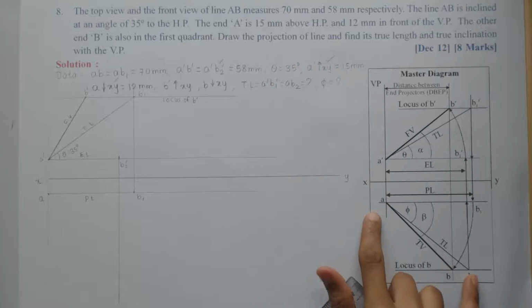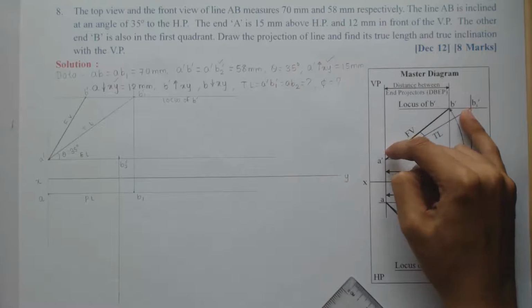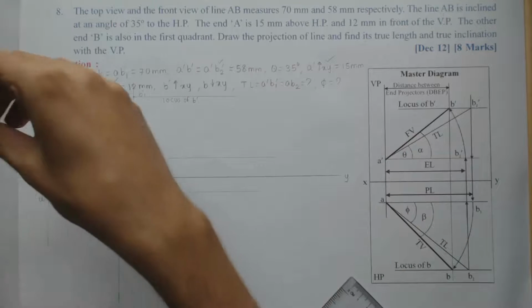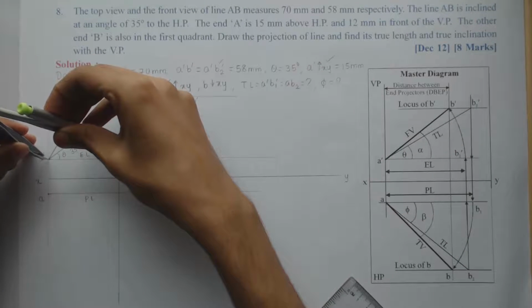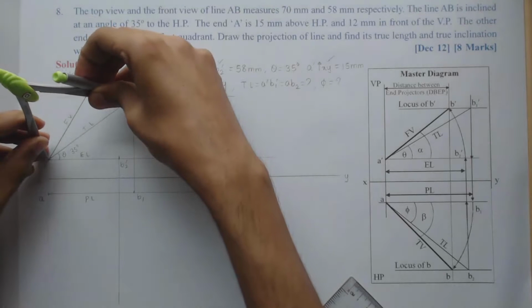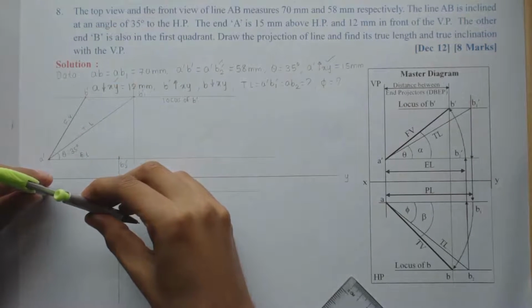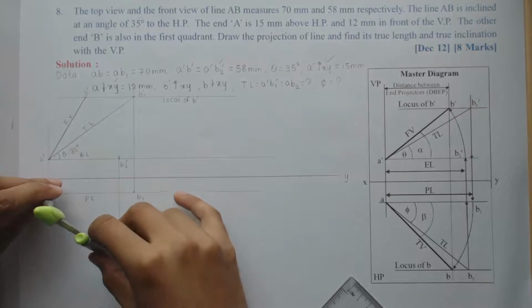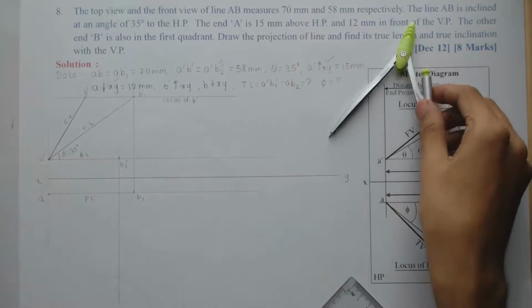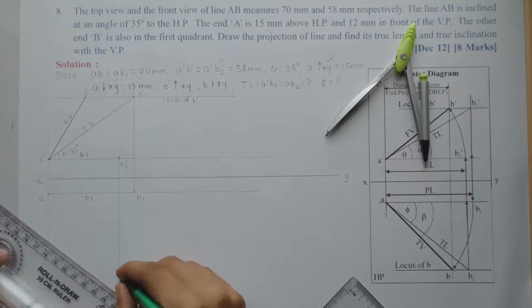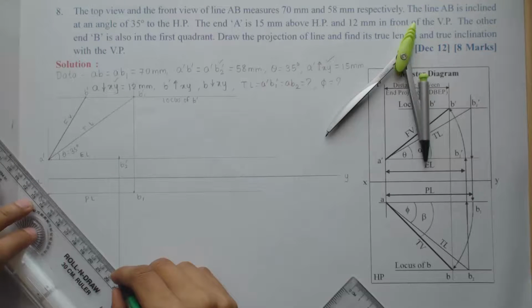And for marking B2, now I know the true length from front view. I can take the same true length and cut an arc to mark B2. So I'm now taking the distance equal to the true length, which is A dash B1 dash from front view. Now using same true length with point A, I'll mark B2. So this gives me point B2, and after joining A B2, I'll get the true length in top view.